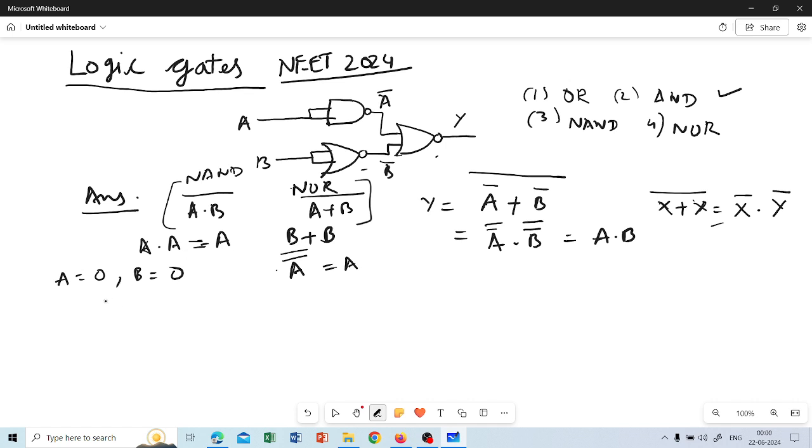Now it is 0 plus 0 into 0 whole bar. 0 into 0 is 0. 0 dot 0 whole bar is 1. Okay, let me draw here 1. I will take this out.